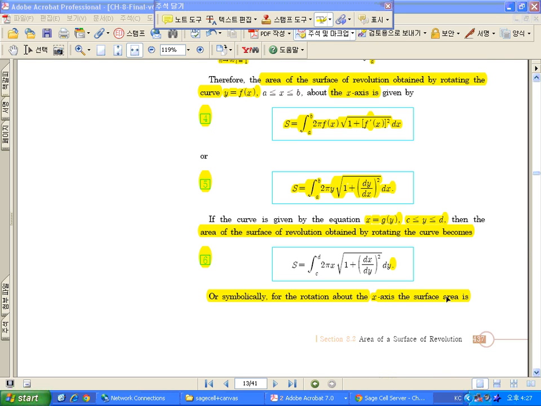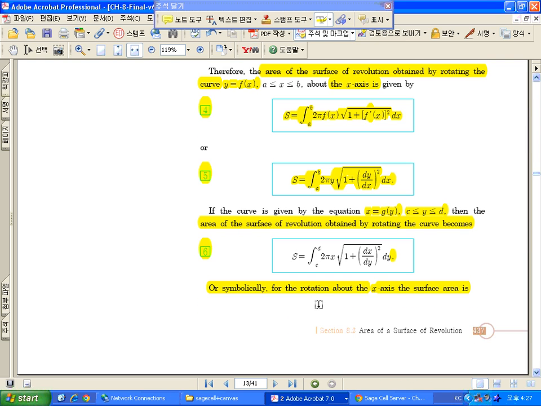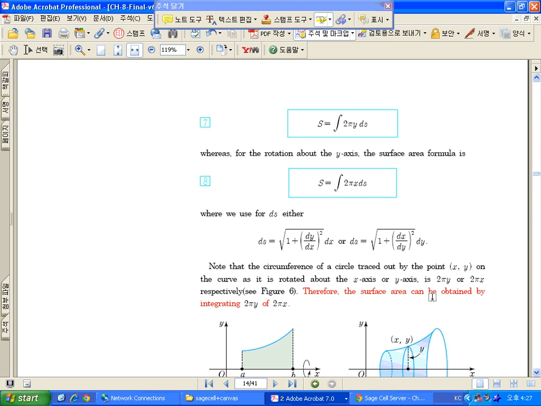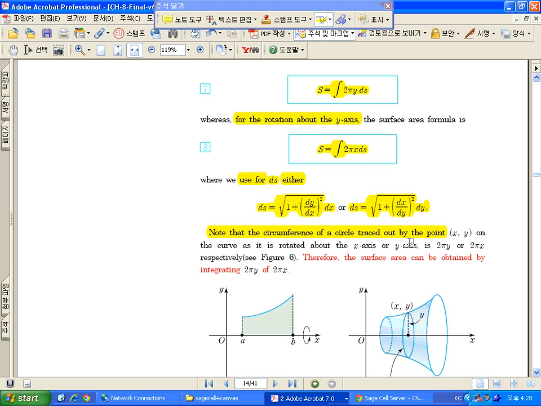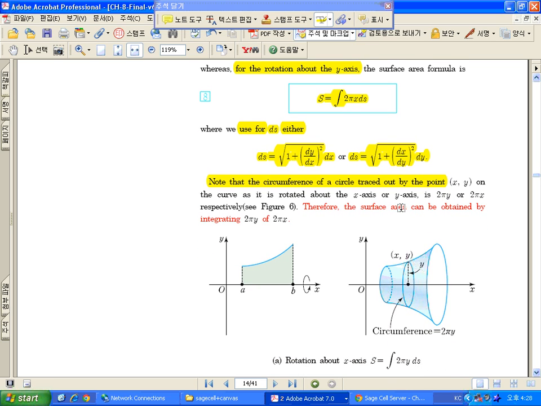Symbolically, for the rotation about the x-axis, the surface area is this, and for the rotation about the y-axis, it can be written in this way. So the integral of 2π y ds, or the integral of 2π x ds, where we use for ds either this or this, depending on the axis that we choose to rotate about.